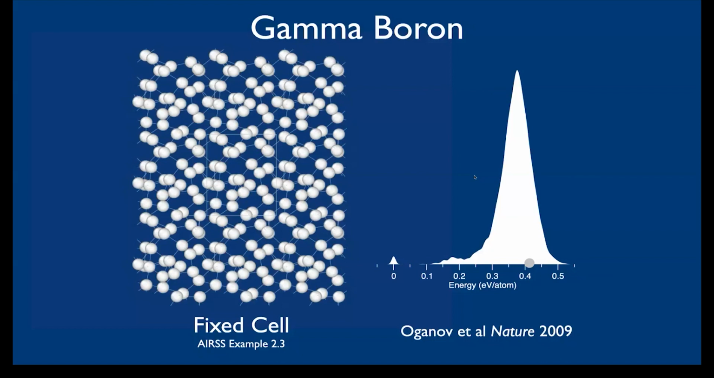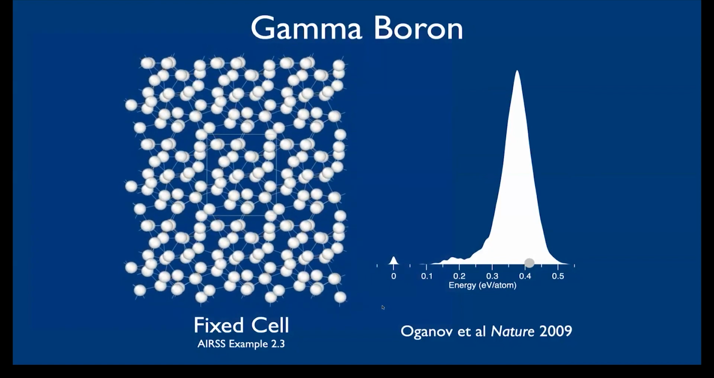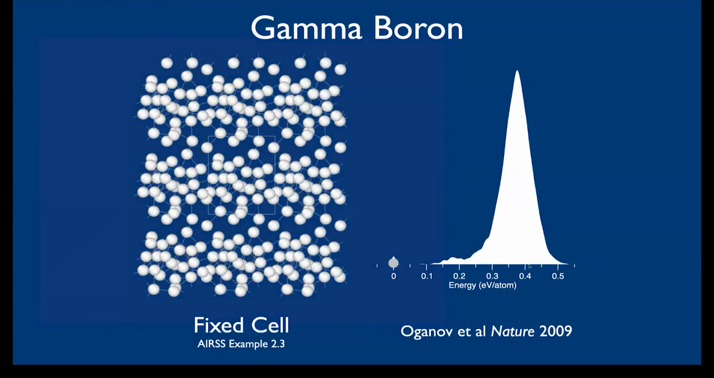Now most of the time you end up somewhere in this peak of this distribution, and this is the example I'm going to show the first time. We're starting from a random structure and we're relaxing it, going downhill, and eventually it still looks rather random, and it's ended up here about 0.4 eV above the ground state structure. But about 1 in 100 or 1 in 200 times, we end up down here at the bottom at the ground state. So I'll show you what that looks like.